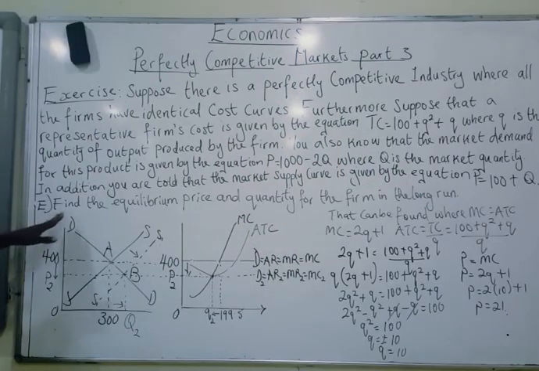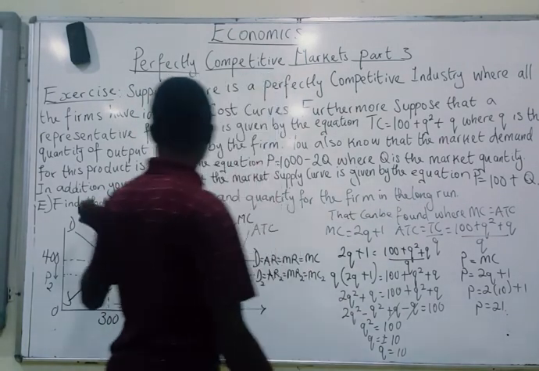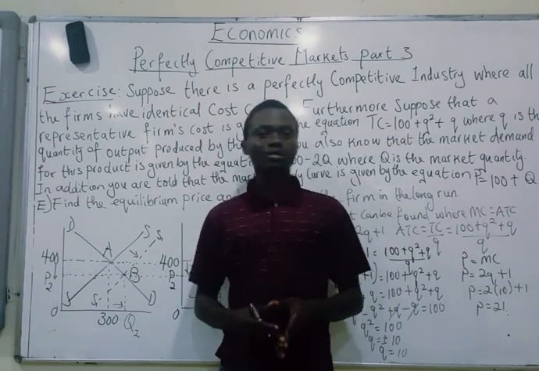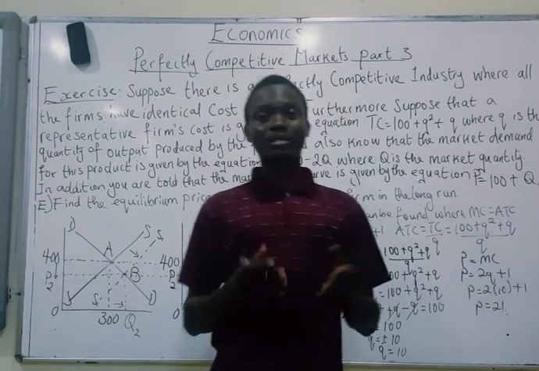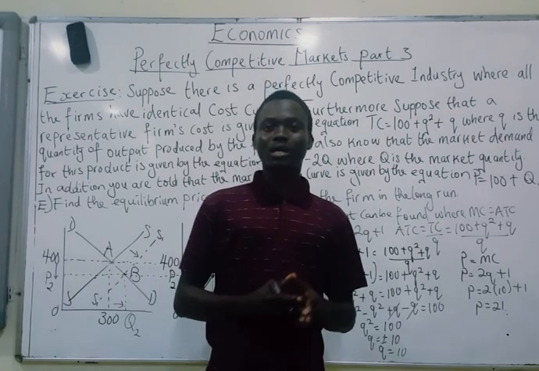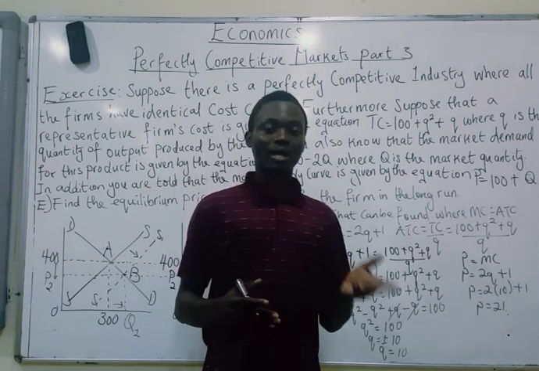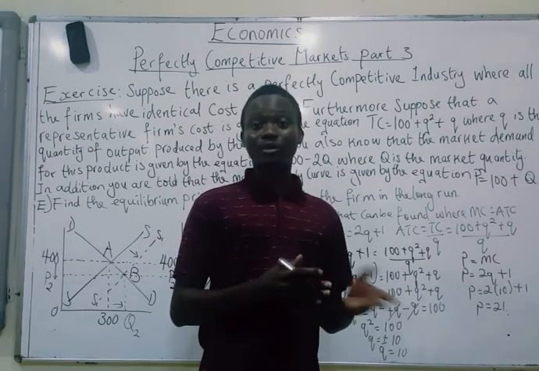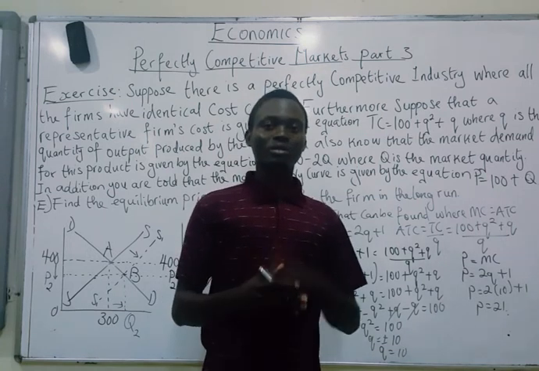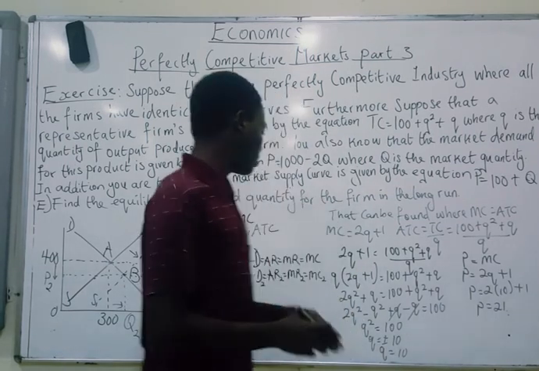The next question states: find the equilibrium price and quantity for the firm in the long run. In the long run, it is understood that the firm produces where its marginal cost is equal to its average total cost, or we can as well say where its price is equal to the average total cost. So we have price equal to marginal cost, equal to average total cost, equal to the marginal revenue and the average revenue.